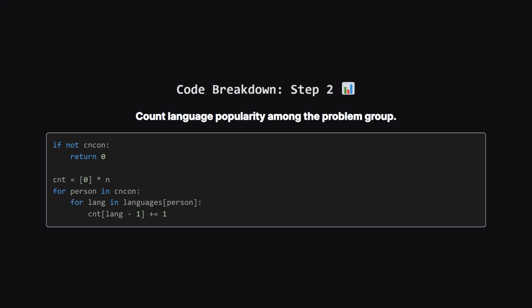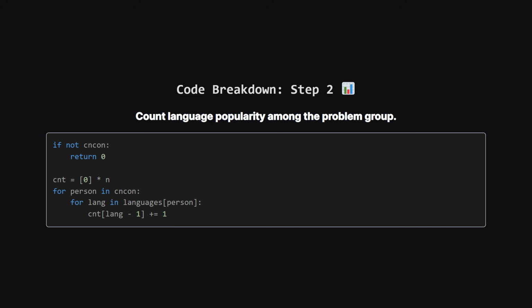First, a quick check. If our CNCon set is empty, it means everyone can already communicate with their friends, so we need to teach 0 people. We can just return 0. Otherwise, we move to the next step, finding the most popular language.